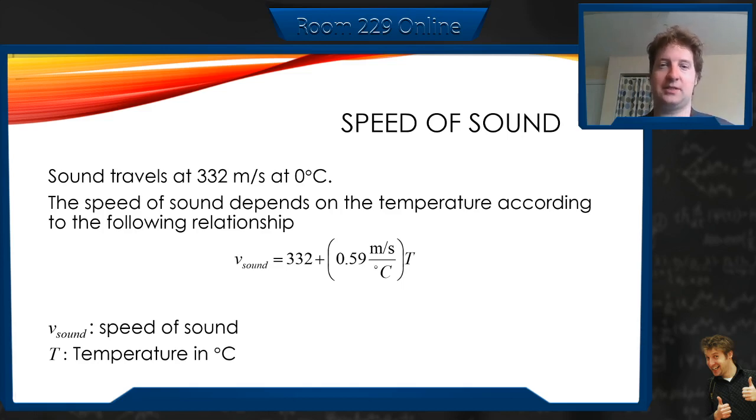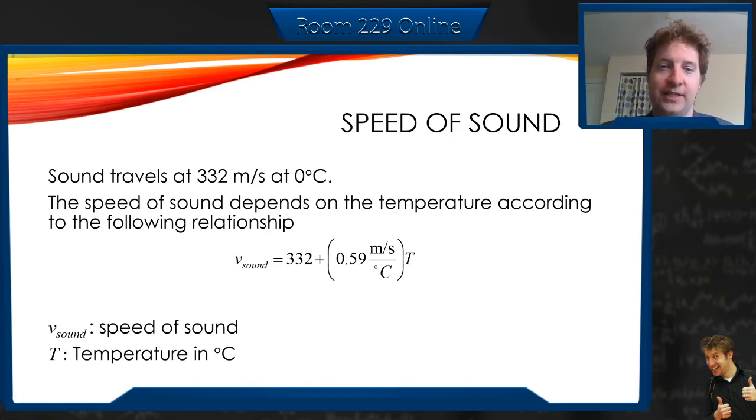Now, the thing that I want you to learn about today is the temperature dependence of it. We're going to use a linear model here that uses 0 as our starting point. So it's going to be 332. That's the starting point, like a y-intercept in a y equals mx plus b formula. And the slope is going to be about 0.59 meters a second per degree Celsius. So every degree we increase the temperature, the speed of sound increases by about 0.6 of a meter per second.